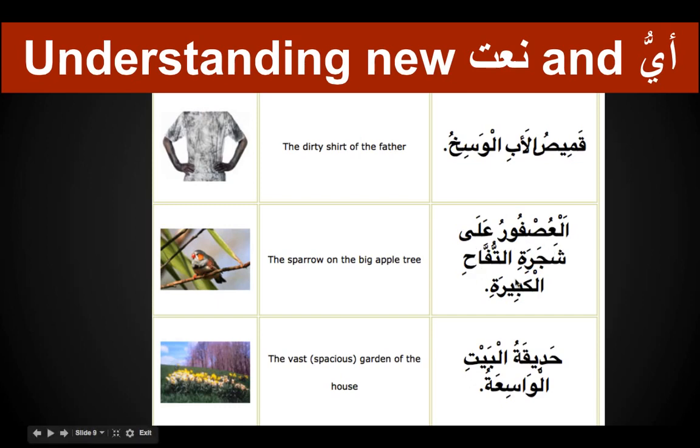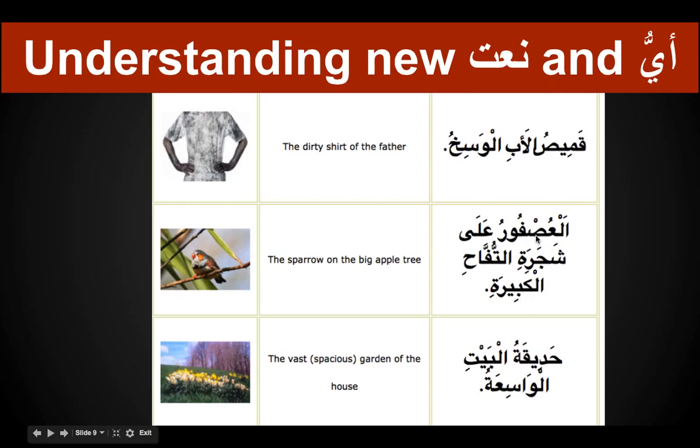Al-usfuru ala shajarati tuffahil kabirati. So let's analyze here. Al-usfuru is mubtada. Ala shajarati, ala harf jar, shajarati ism majroor, wa huwa mudaf. At-tufahi is mudaf ilayhi, and we got al-kabirati. So we have to see which this naat is for which word. Either it is for tufahi or it is for shajarati. If you see how it is matching in characteristics, shajarati has got ta marbuta and kabirati has got ta marbuta. At-tufahu does not have ta marbuta, but here we got ta marbuta. So this is for shajarati.